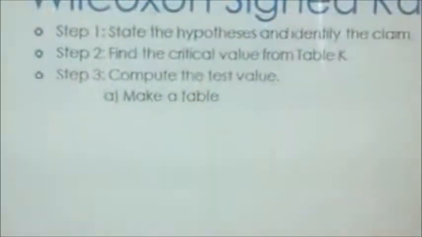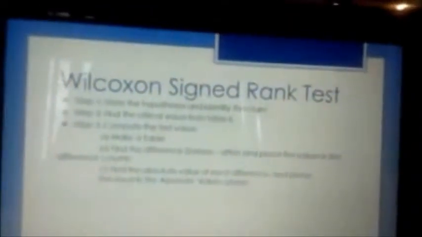And first we're going to make a table. And once again, this will be more clear once we do our sample problem. And then we're going to find the difference of the before and afters and place those values in the difference column. And then we're going to find the absolute value of each difference and place that in the absolute value column. We'll rank each absolute value from lowest to highest and place the rankings in the rank column.